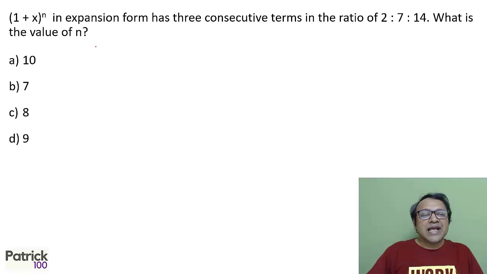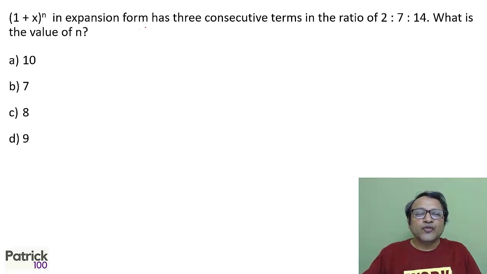So (1 + x)^n in expansion form has three consecutive terms as 2, 7, 14. When you expand it, the coefficients of consecutive terms become nC0, nC1, nC2 and so on. That's how it becomes. Now they said three consecutive terms as 2, 7 and 14.